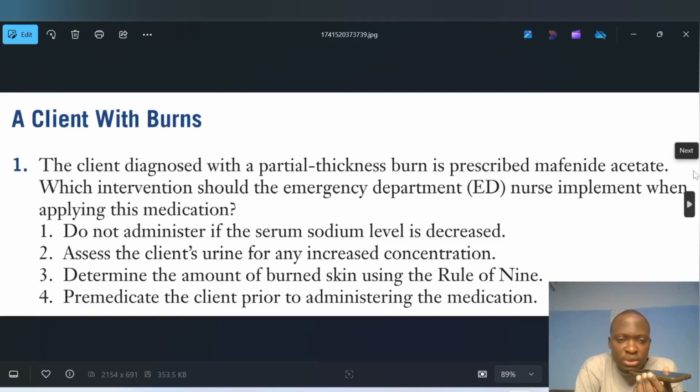Let's look at the other options. Don't administer if serum sodium is decreased. It has nothing to do with serum sodium level. Number 2, assess the client's urine, nothing to do with urine. However, in burns, yes, the client would have lost a lot of water, but it's nothing connected to this drug. Number 3, determine the amount of burned skin. Again, you would have determined the amount of burned skin even before the doctor prescribes this drug. So number 4 was the answer.